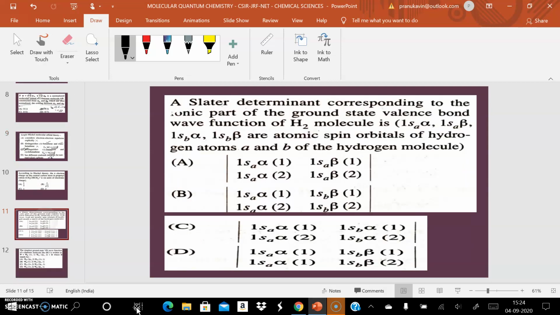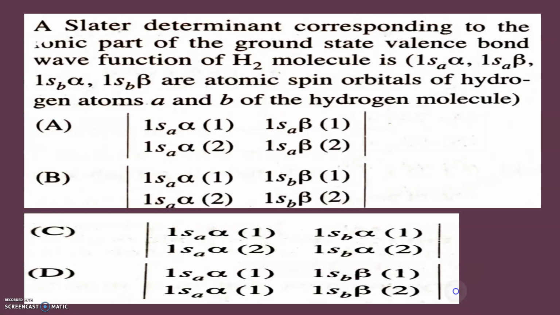Then the next question: a Slater determinant corresponding to the ionic part of the ground state valence wave function of the H2 molecule is, okay, they are asking for the ionic part. Slater determinant for the ionic part. You know very well, for the ionic part both the electrons should be associated with the nucleus A, or both the electrons should be associated with the nucleus B.